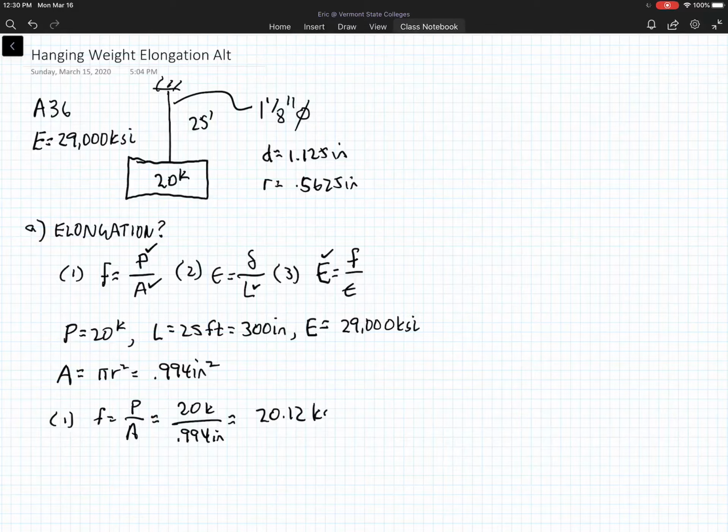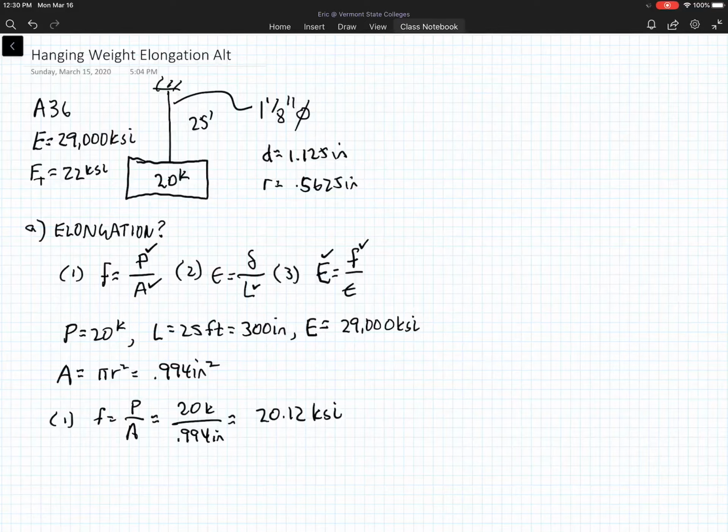20.12 KSI. And we know that that's sort of a good number because it's less than 22, and I know that the allowable stress in tension for A36 steel is 22 KSI, and so it won't fail. So let's just say now we have another known. We can go back to our basic equations, and we're going to check off the stress. So if we know the modulus of elasticity and we know the stress, we can find the strain.